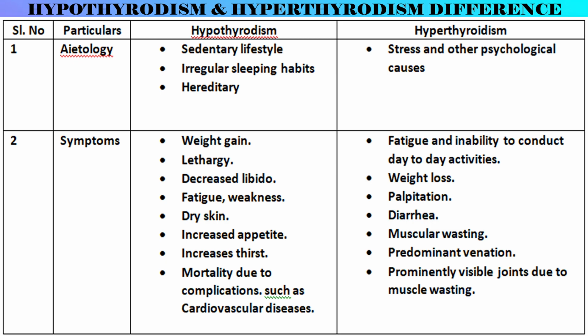Coming to hyperthyroidism, etiological factors are stress and other psychological causes. Symptoms of hyperthyroidism: fatigue and inability to conduct day-to-day activities, weight loss, palpitation, diarrhea, muscular wasting, prominent venation, and prominent visible joints due to muscle wasting.